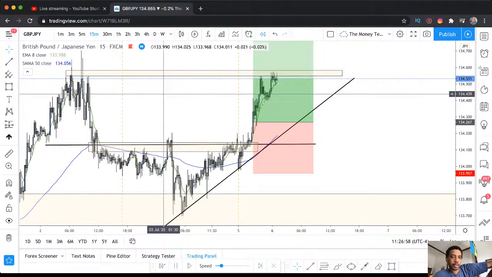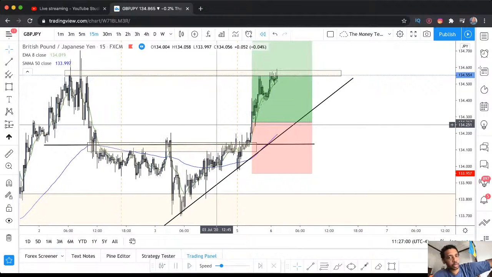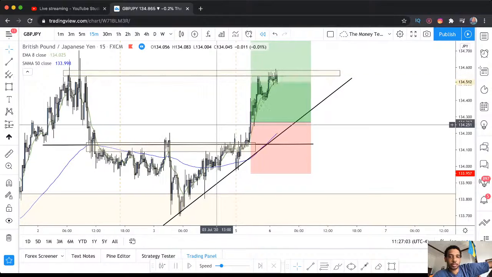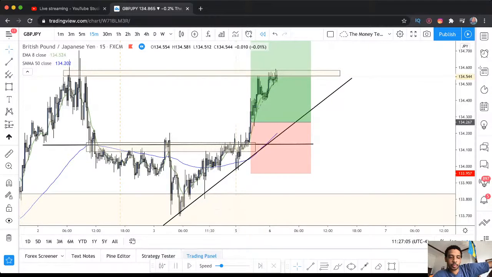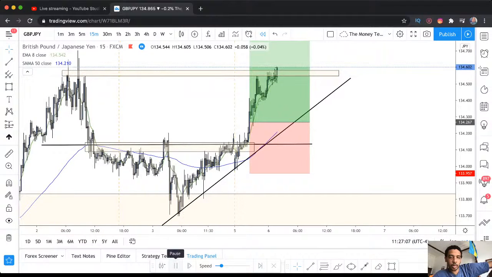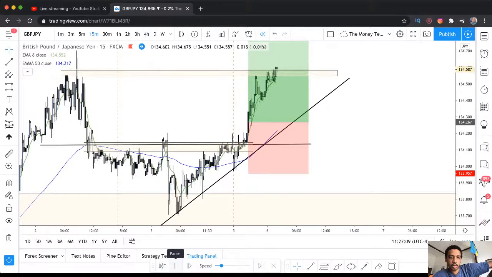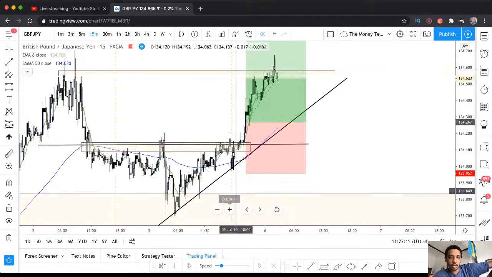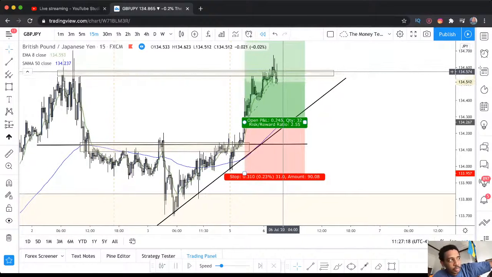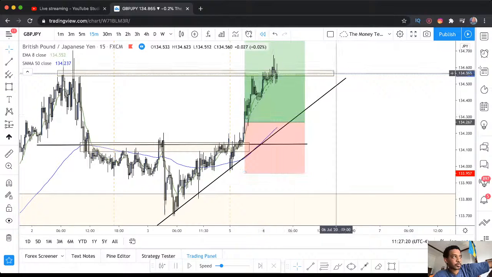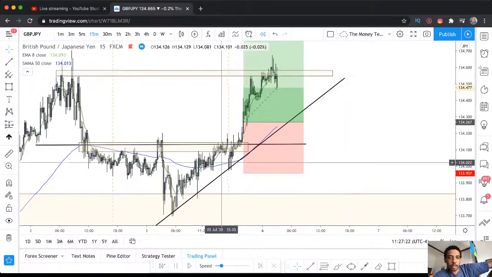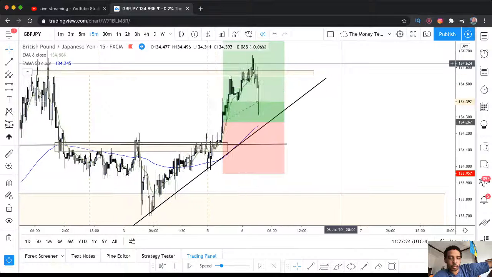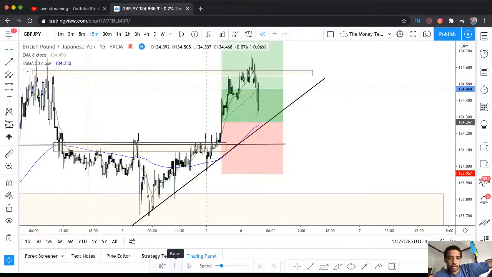The reason why I'm still on the 15 is because I entered on the 15, so I'm gonna monitor on the 15. Okay, we're breaking resistance. I need a bullish close above. I don't like that. Okay, so look, that's why I didn't put in a break even yet. If we close one more close.